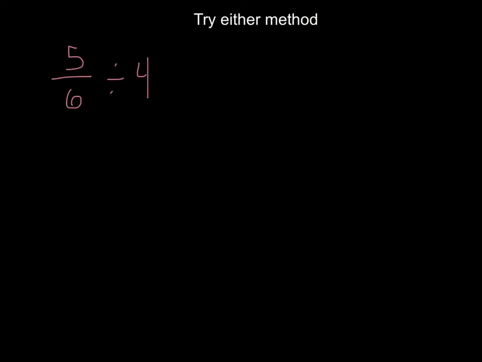Alright, so let's look at the solution for this. We've got 5 over 6 divided by 4. Well, step 1 in method 1 is we need to put our whole number, which is the 4 here, over 1. So we have 5 over 6 divided by 4 over 1. It then states in step 2 that we need to flip that whole number fraction. So then we're going to have 5 over 6 divided by 1 over 4.